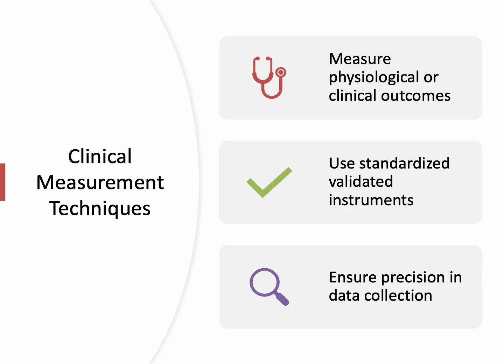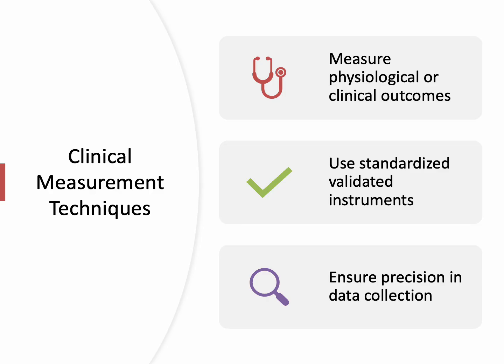These techniques measure physiological or clinical outcomes, such as blood pressure, heart rate, or recovery times, using standardized, validated instruments to ensure accuracy. For example, a study on medication efficacy in Canadian hospitals might use calibrated tools to measure patient recovery rates, ensuring precise data. In social sciences, clinical measurements might assess stress levels in community interventions, like programs addressing social inequality. Standardization ensures consistency across settings.